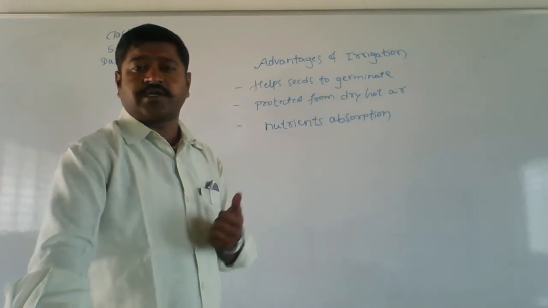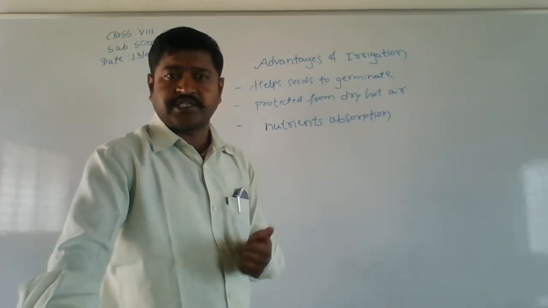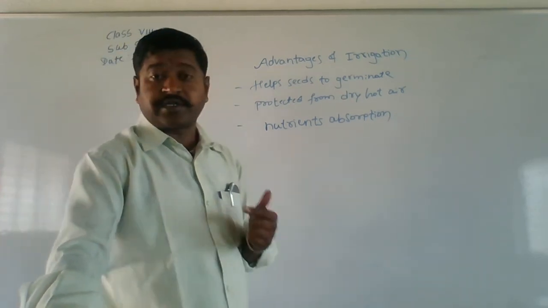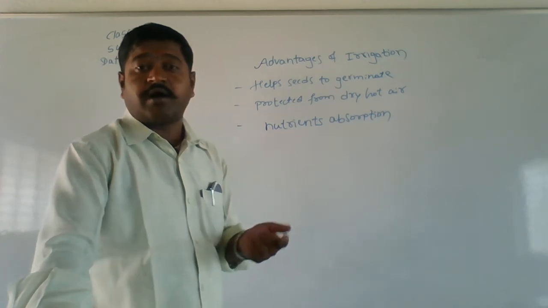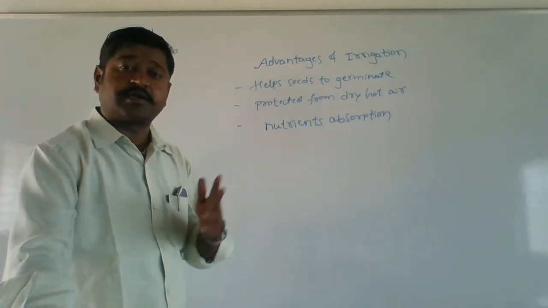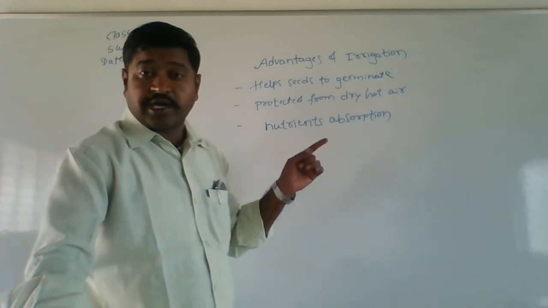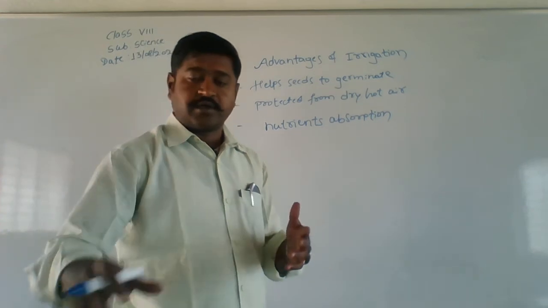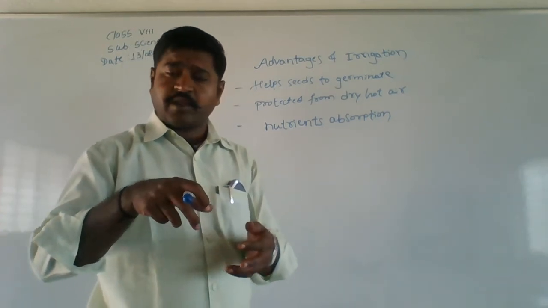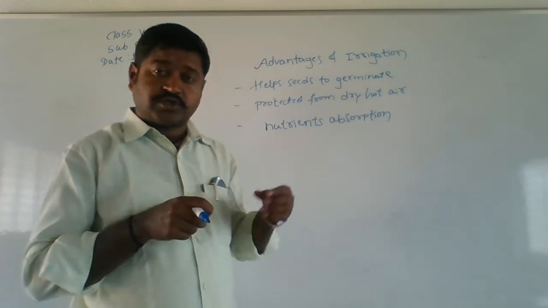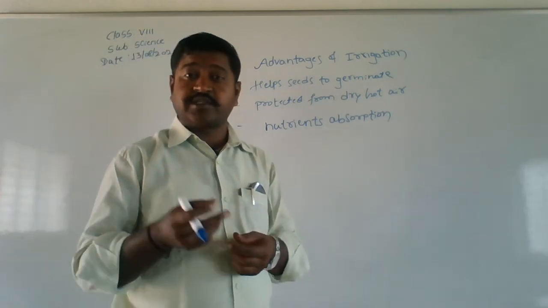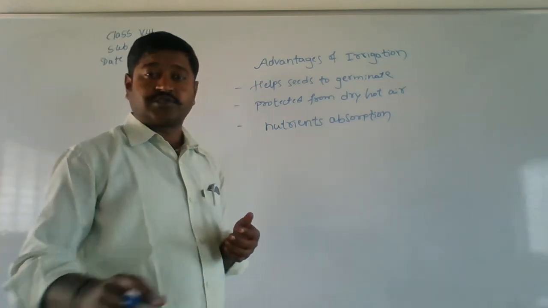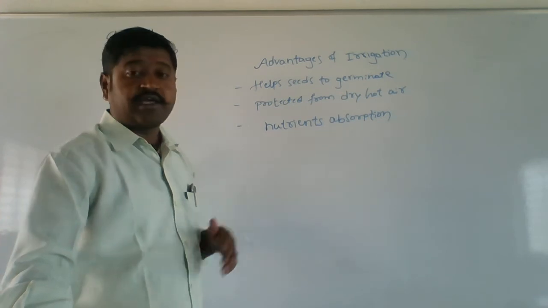One is that it helps the seeds to germinate. Second, it protects from hot and dry air. Then it helps in absorbing nutrients. Once water is supplied, the roots absorb that water, and whatever nutrients were there in the soil will be dissolved in that water and obtained by the roots of the plants. So this is how the advantage of irrigation works.